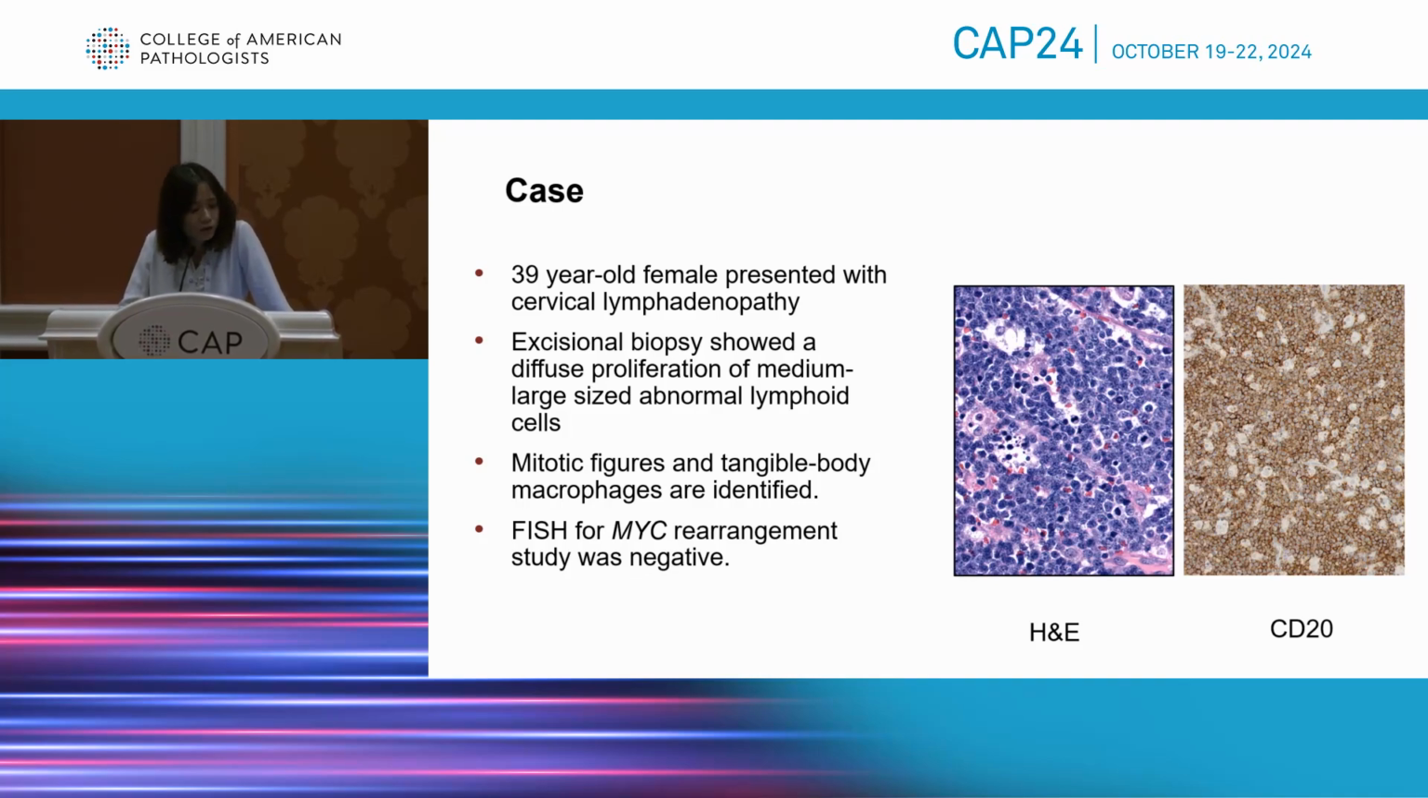This time our patient is a 39-year-old female presented with cervical lymphadenopathy. The excisional biopsy showed a diffuse proliferation of medium and large size abnormal lymphoid cells. There were mitotic figures, and there were tingible body macrophages. There was a starry sky appearance. I hope everyone can tell where I'm going. And they are all positive for CD20. So I think it is a certain diagnosis. FISH for MYC rearrangement came back negative. So, okay, for whatever it's worth.